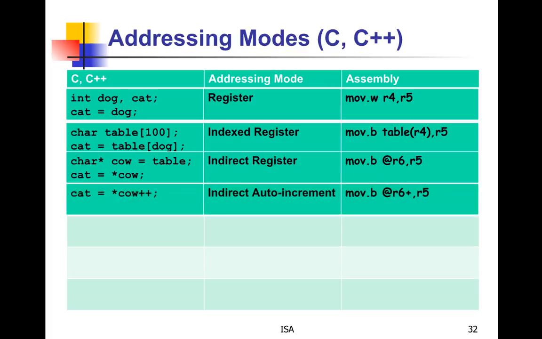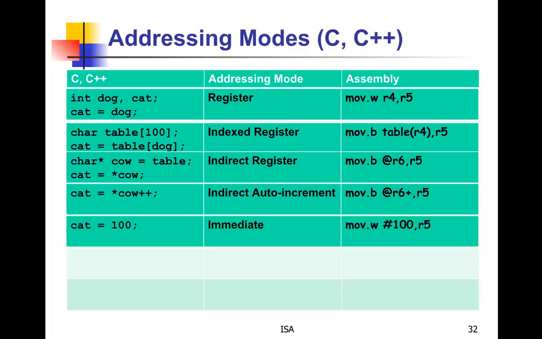And now we have auto increment indirect. Notice here we have the same thing we had before, but there's a plus appended onto the register 6, which indicates that it increments register 6 after the operation. And that's similar to what you see over on the left for C, cat equals star cow plus plus.